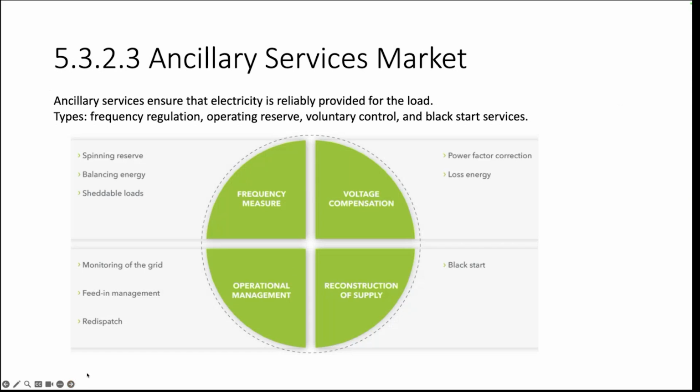So here you can see the next one, which is the ancillary services market. Ancillary services ensure that electricity is reliably provided for the load. And there are 4 types. There's frequency regulation. There's operating reserve. This would be down here. There's voluntary control. And then there's black start services, which is basically starting up from nothing.